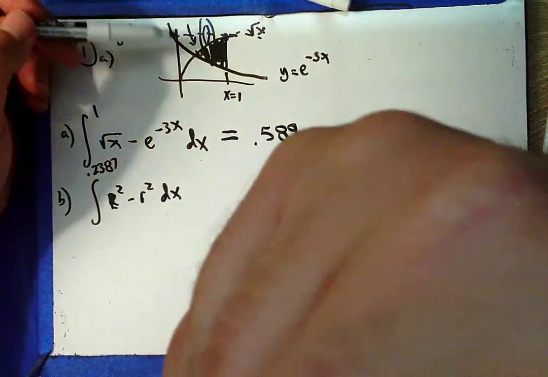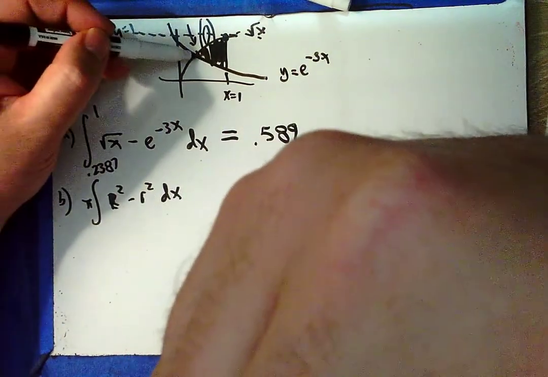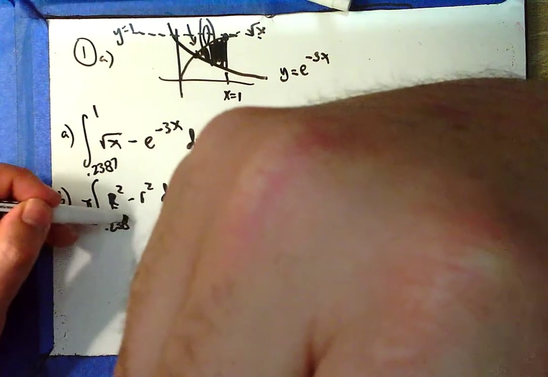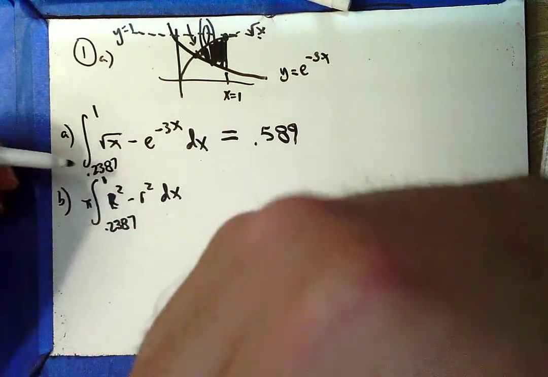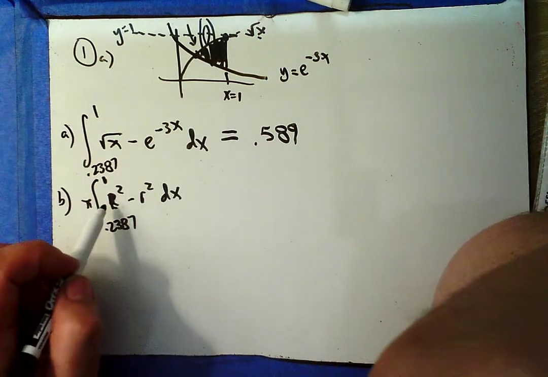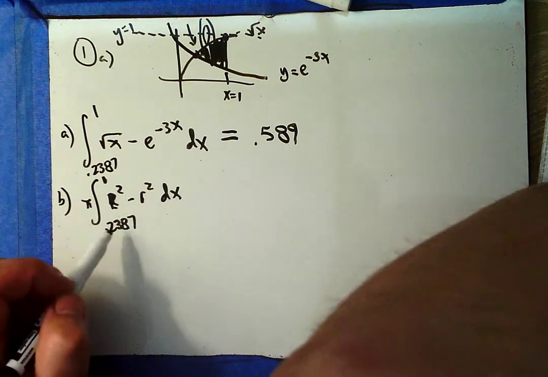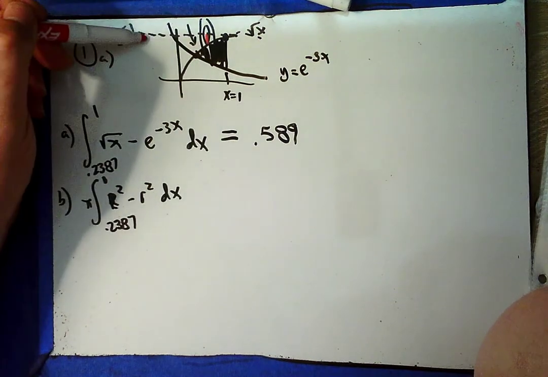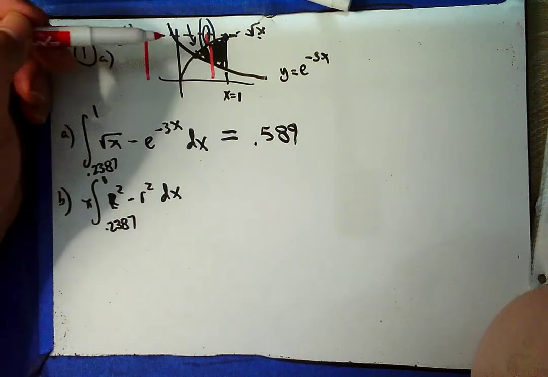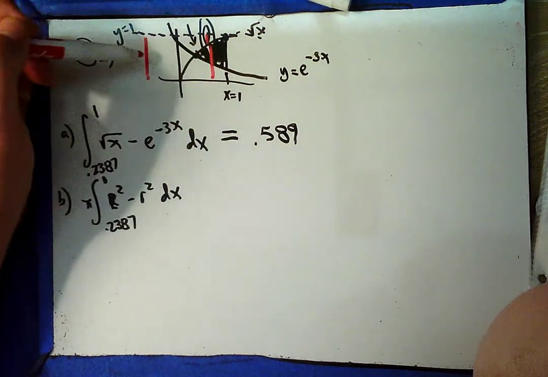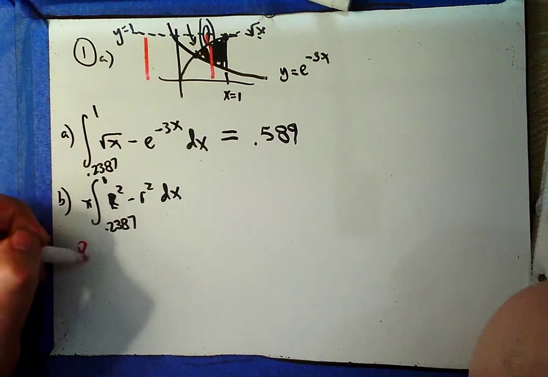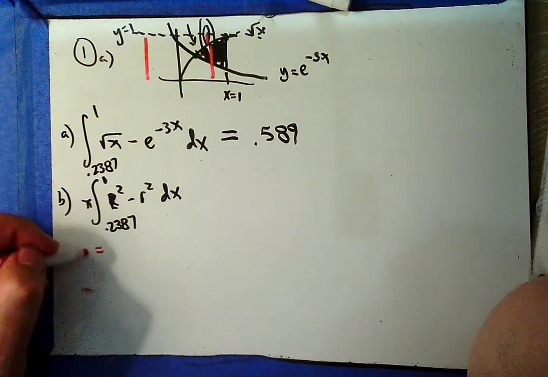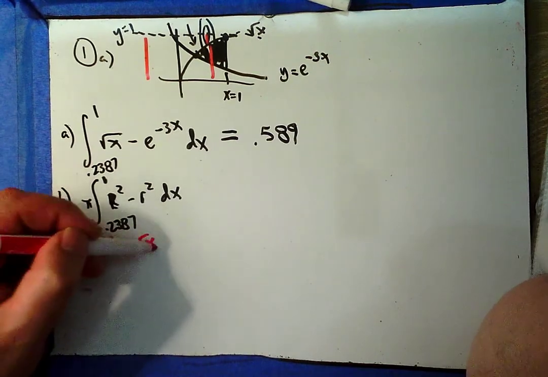And I'm integrating from that same 0.2387 to 1, the same bounds that I had for the first problem. My challenge here is going to be to identify big R and little r. Well, little r, and let's change colors, maybe you can see it a little better. This is my little radius here, and my little radius is not 1. It's not this curve, but it's the difference between 1 and this curve. Little r is going to be 1 minus square root of x.